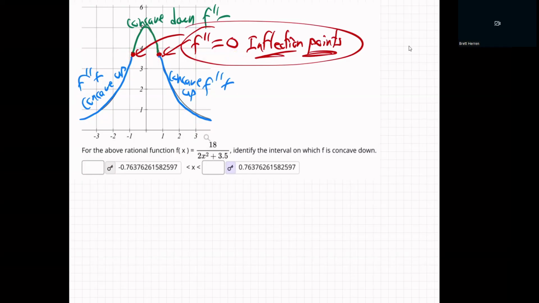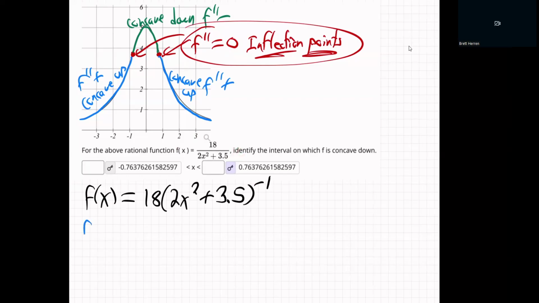Here's my suggestion. Let's take this function and let's rewrite it as 18 times 2x squared plus 3 to the negative 1, because I don't like fractions if I can avoid them, right? So write it that way. Negative 1 power is the same thing. It just means move it down. And that way, when I start taking derivatives, which I'm going to do now, first derivative, we got to get all the way to the second, I won't have to do the quotient rule.